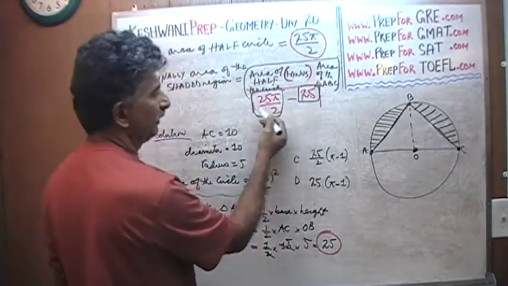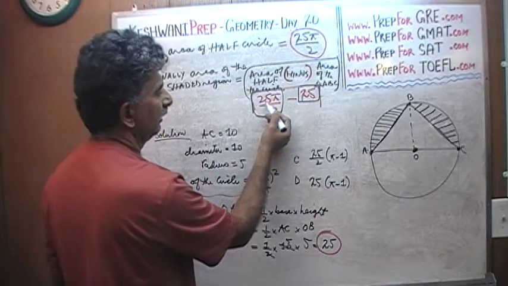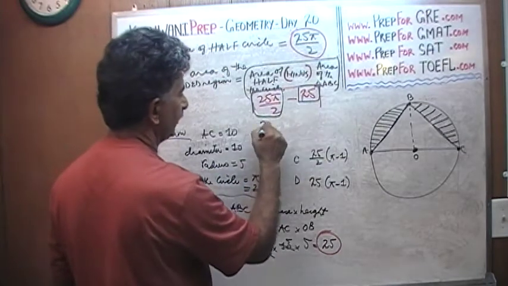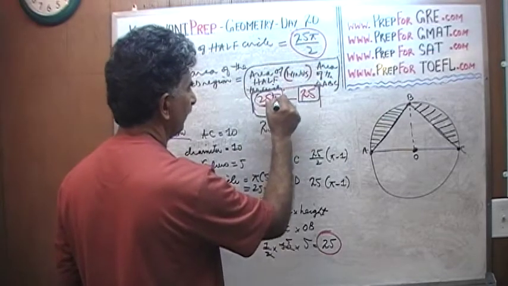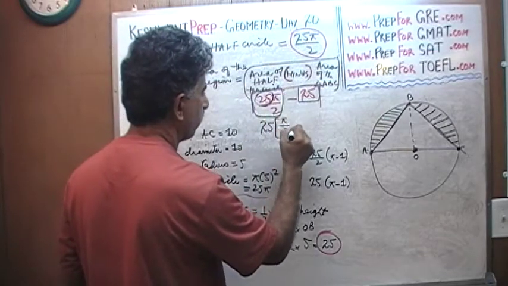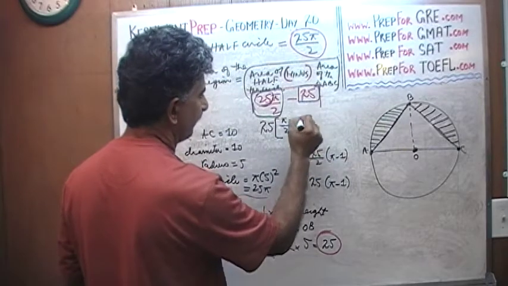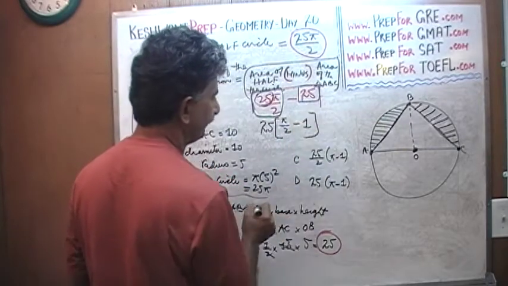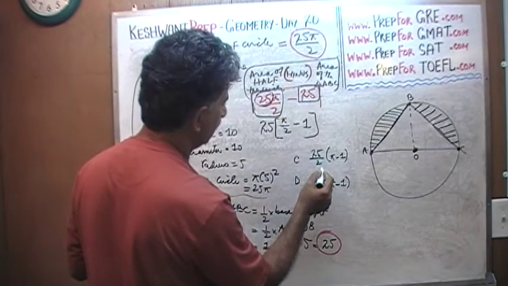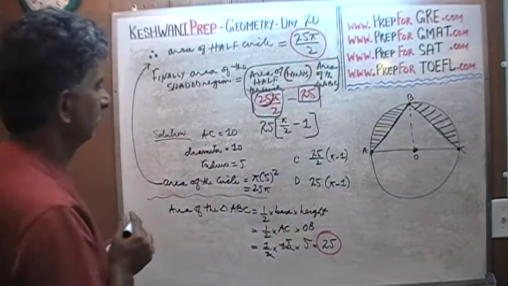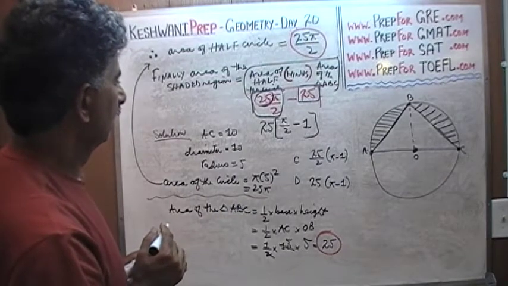What do we find common in the two quantities, 25 pi over 2 and 25? We can take out 25 common. If we take out 25 common, we are left with pi over 2 here. And if we take out 25 common from there, we are left with 1. Voila. 25 times pi over 2 minus 1.